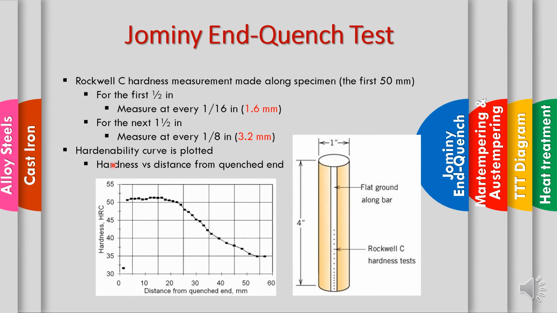Okay, and finally the hardenability curve is plotted, whereby hardness versus distance from the quench end can be produced, something like this. Okay, we have the hardness value, which changes with the distance from the quench end, basically the distance from the nozzle, this end, to this, in terms of mm or in terms of inches.